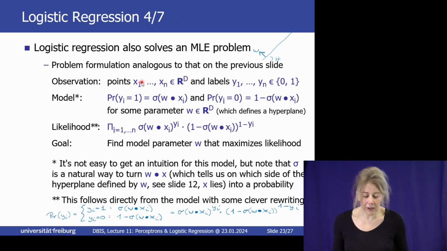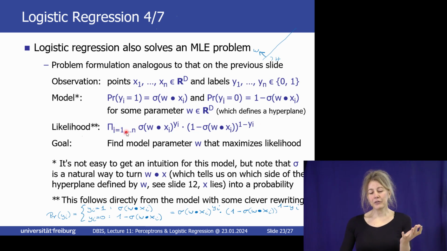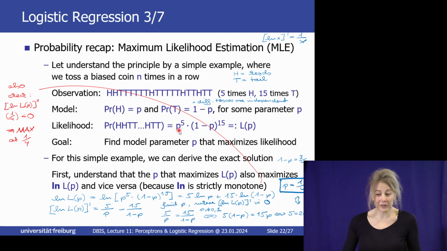And then, again, I have an independence assumption. I do it for every sample point, so I just multiply the probabilities. So that's my likelihood here. And as you can see, it's now slightly more complicated than the one on the previous slide, but in principle it's the same thing. That's why I did these two.